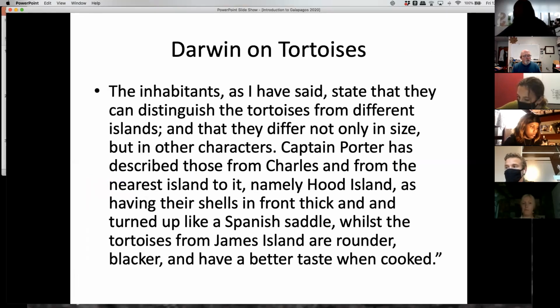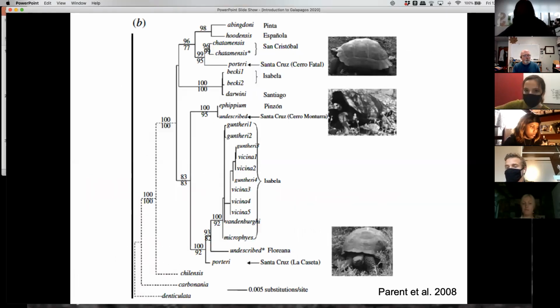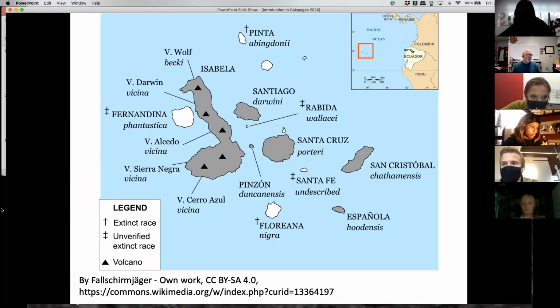And so we talked about variation in the carapaces of tortoises, and I think we were about here when we ended. And so I've taken a map and I've adapted it so that you can see that on individual islands there are species that are known from individual islands. So Pinta has Abingdoni, which is one of the species of tortoises. Santiago has Darwini, et cetera, et cetera.